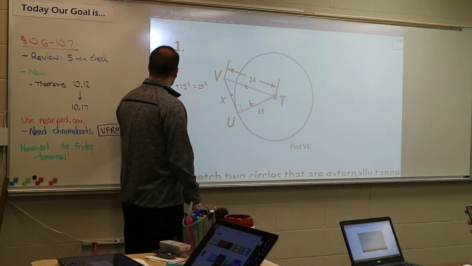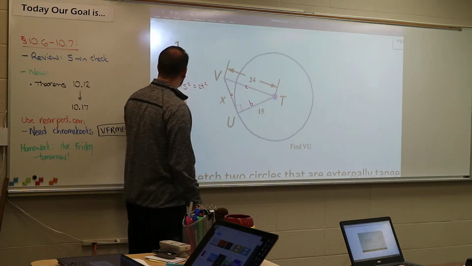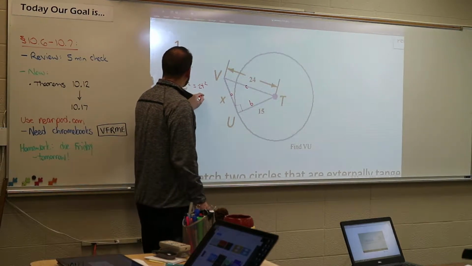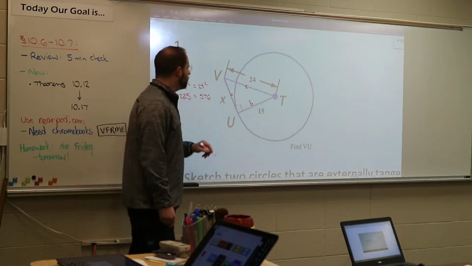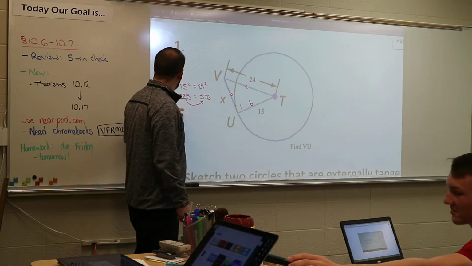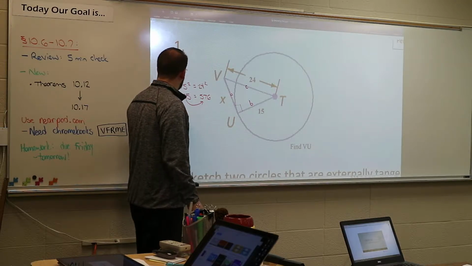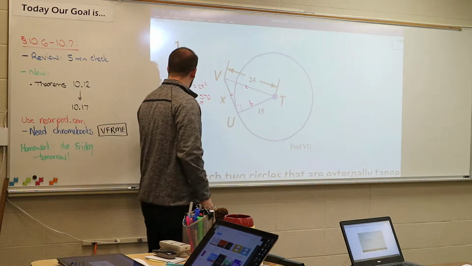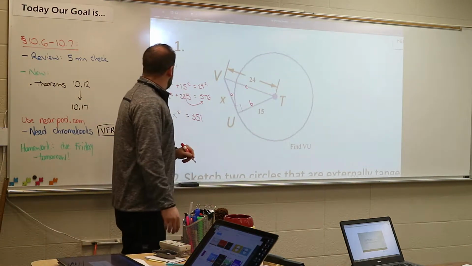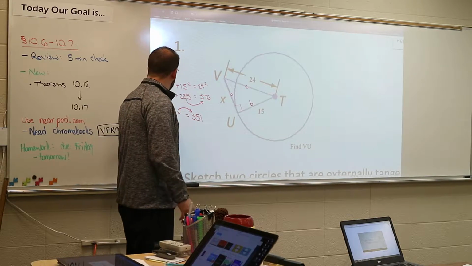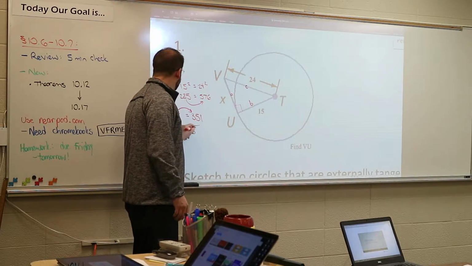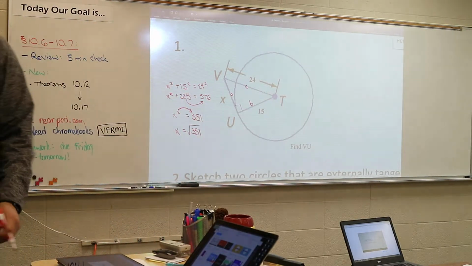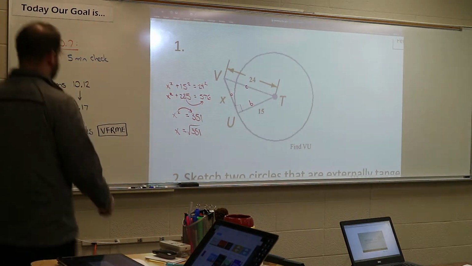So this is x squared plus 225 equals, what is that, 576. You subtract this over, and we get x squared equals, let's see, 351. And if you take the square root of 351, just below 20, what is that? 18.73. There you go.